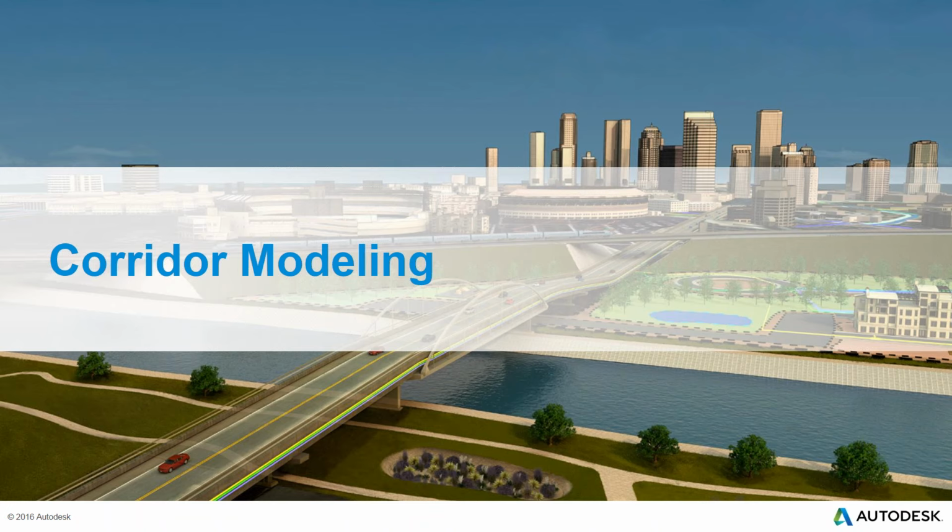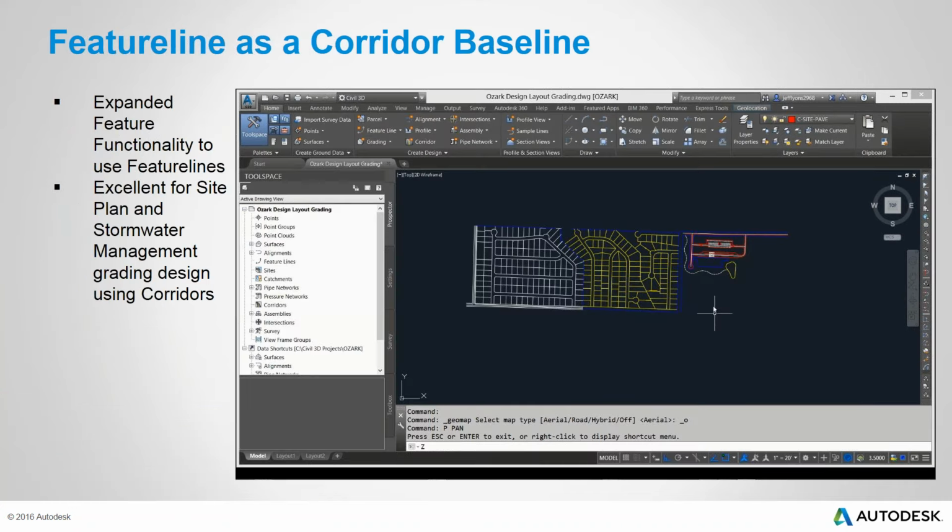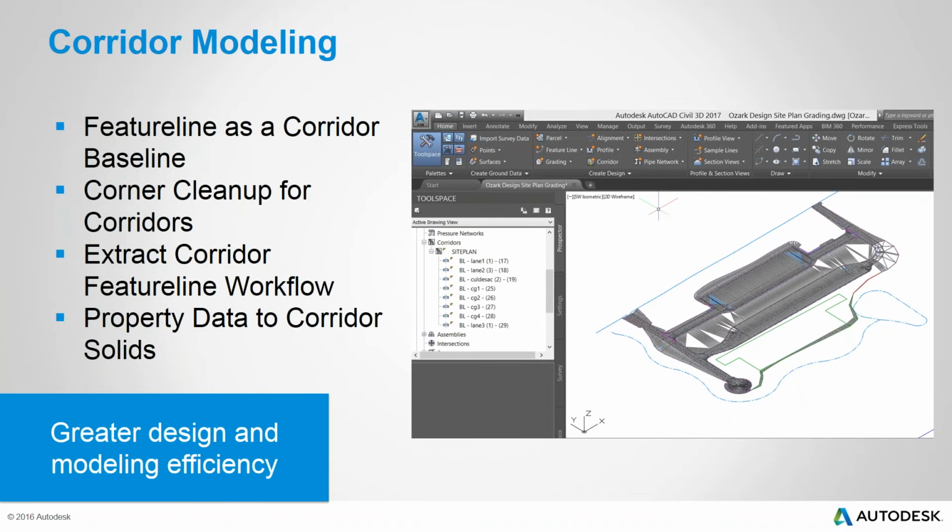So the third category for review is corridor modelling. AutoCAD Civil 3D 2017 offers a number of very powerful corridor modelling and data collaboration features that will improve daily design tasks for any user working with corridors. For site plan and stormwater management, designers looking to use the power of corridors for site modelling, this new ability to use Featurelines as a corridor baseline is the feature functionality you've been looking for in Civil 3D.